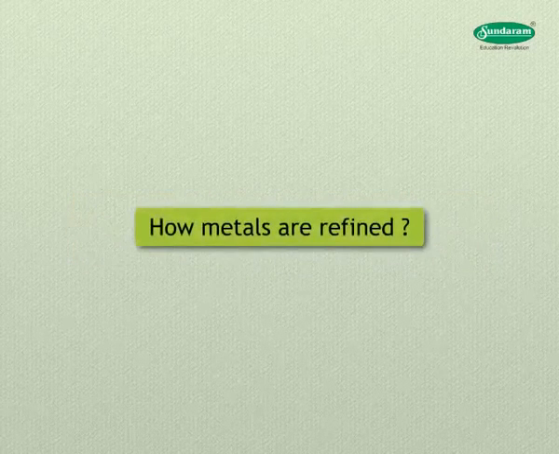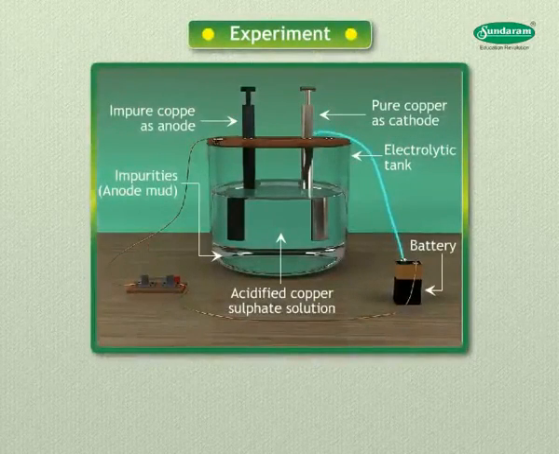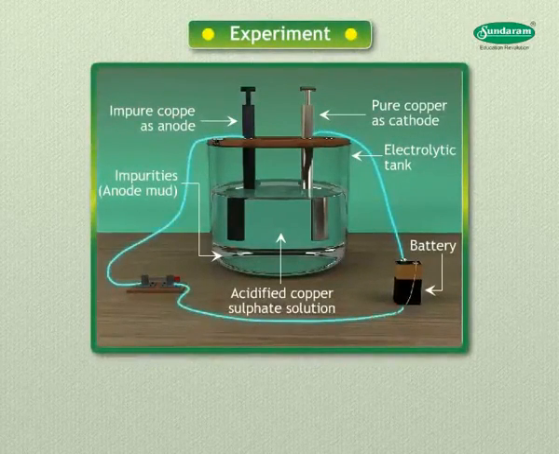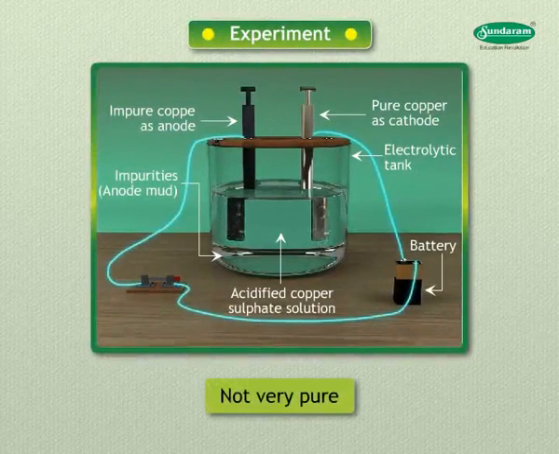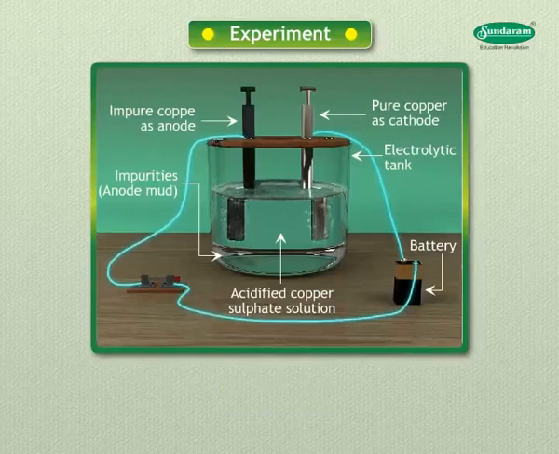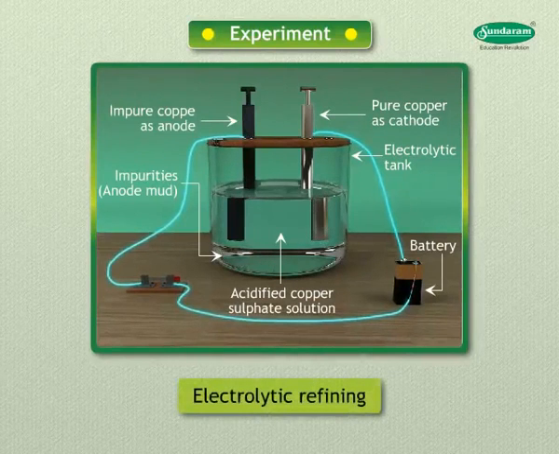How are metals refined? Let us see. The metals produced by the various reduction processes described above are not very pure. They contain impurities which should be removed to obtain pure metals. The most widely used method for refining impure metals is electrolytic refining.